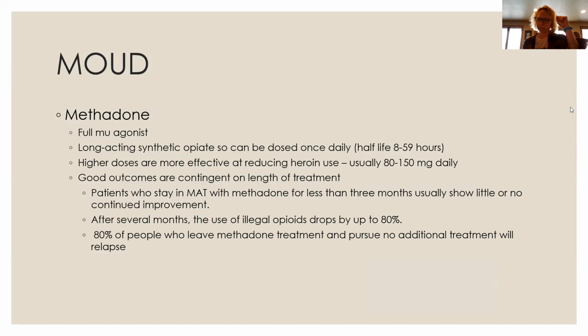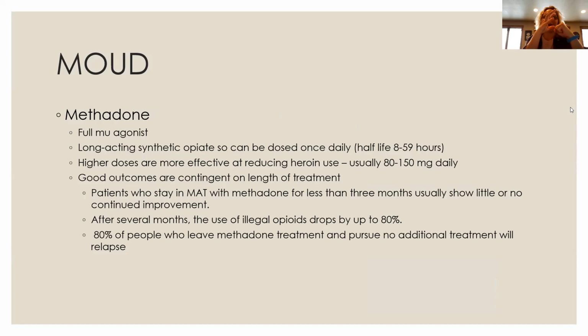And again, this is my little cheap graphic here. If this is your opioid receptor, right? And I take heroin or fentanyl or oxy or something like that, it binds to the receptor, I get the downstream release of dopamine, lights up the pleasure centers in my brain, right? Methadone binds in much the same way.